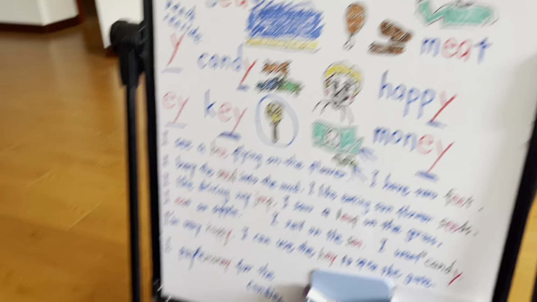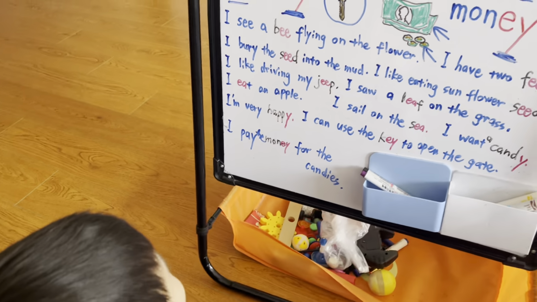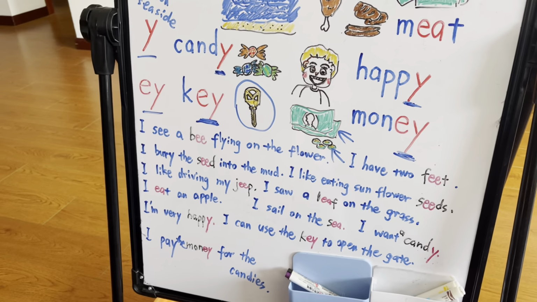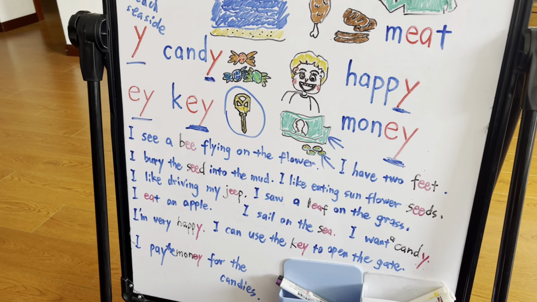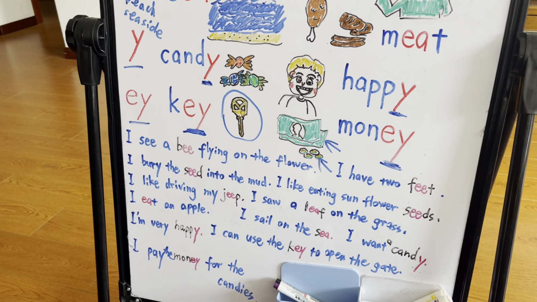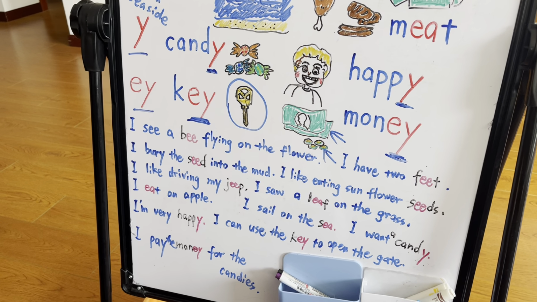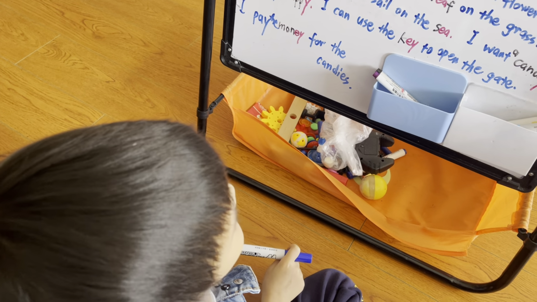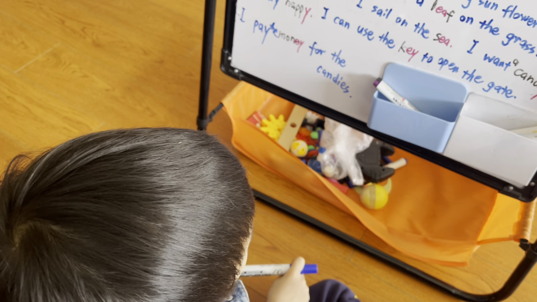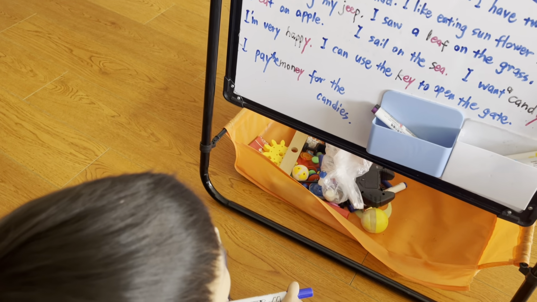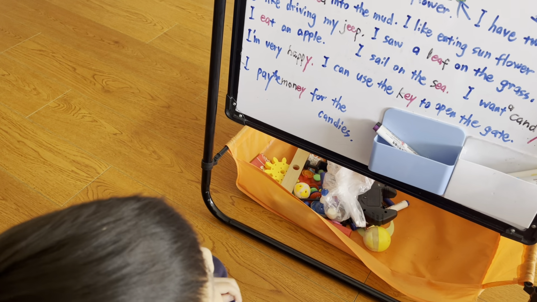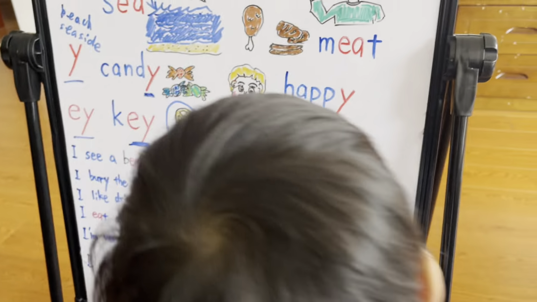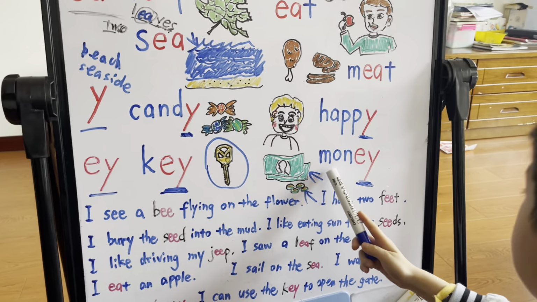How do you say E-Y? E-Y. Key. Do you have a key? I can open the gate. You can open the gate with a key. You can use a key to open the door, yes? Yes. Okay, next one. M-O-N-E-Y.